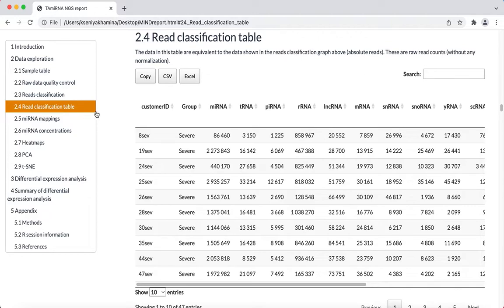2.4 reflects the read classification table. The data in this table are equivalent to the data shown in the read classification graph above, the absolute reads that we had a look at before. These are raw read counts without any normalization. This table reflects customer ID, group, and number of read counts that were mapped for each individual group of molecules, such as microRNA, tRNA, piRNA, etc. This data can be downloaded in the form of an Excel table or CSV file, or simply copied.